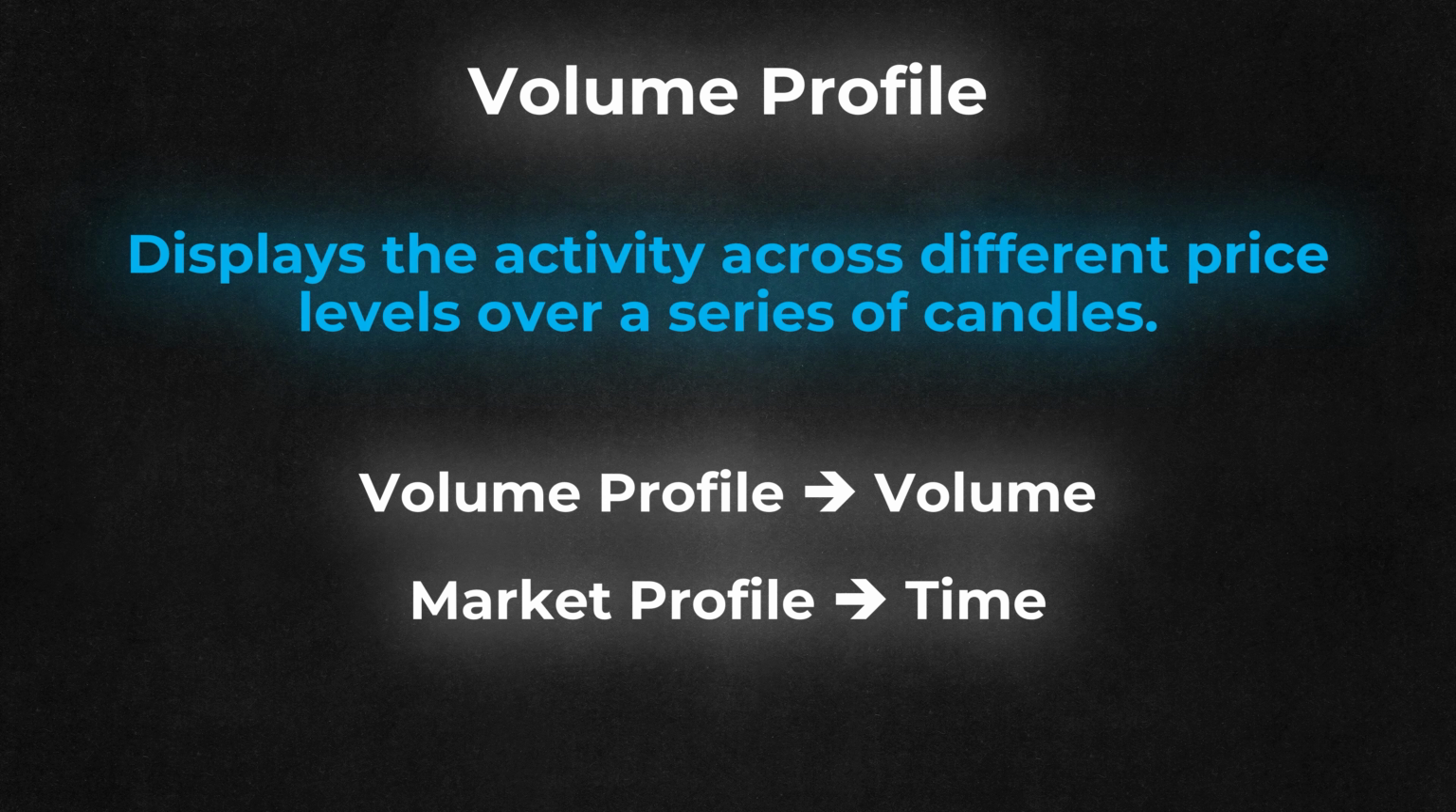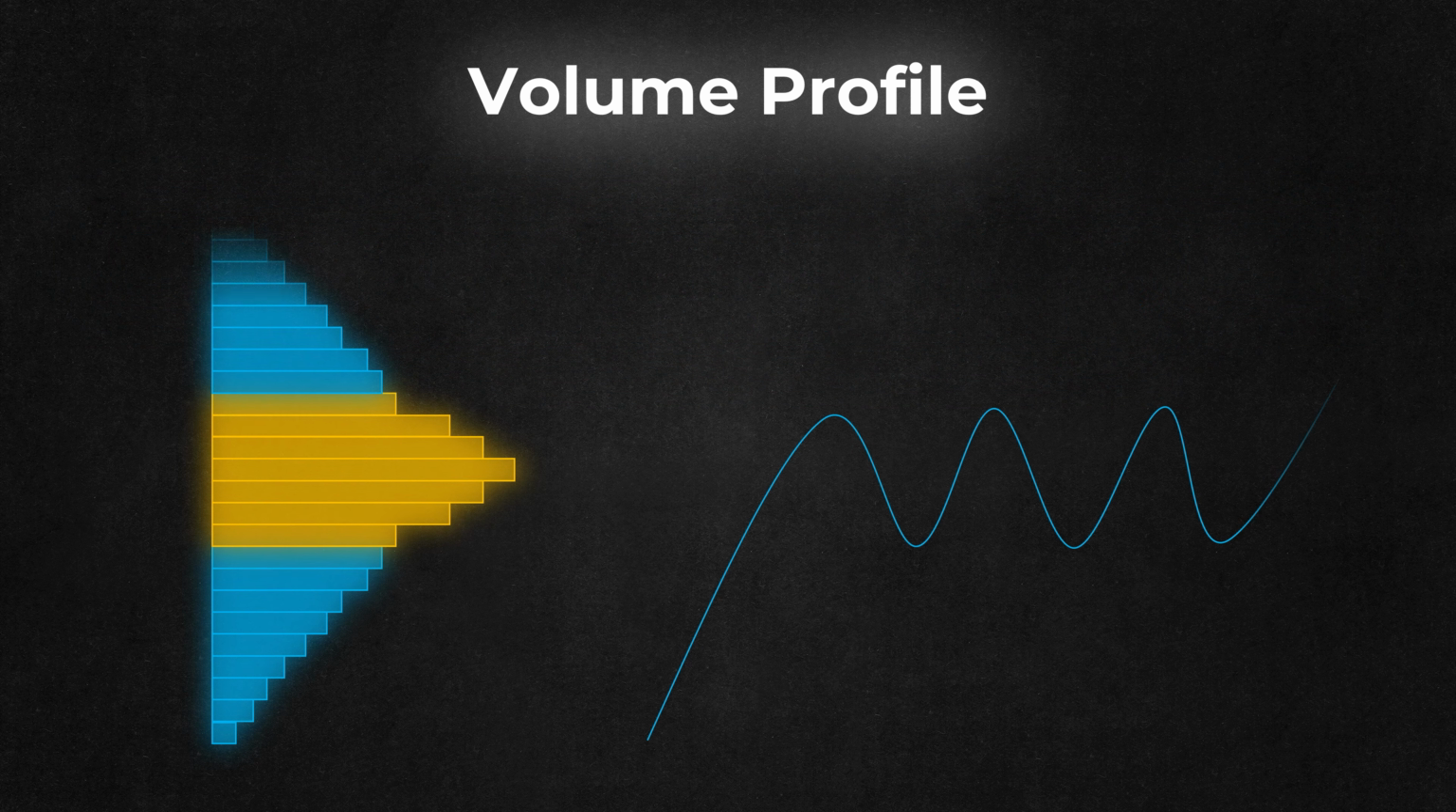Market profile is similar, but it shows the level of activity in each price level based on time instead of volume. Let's learn the main features of the volume profile, and then we'll learn how to use it for market analysis. The volume profile is a horizontal histogram that displays the level of activity in each price level based on volume. The footprint shows the volume action inside the candlestick, but the volume profile shows the volume action across a series of candlesticks. These two tools are actually very similar.